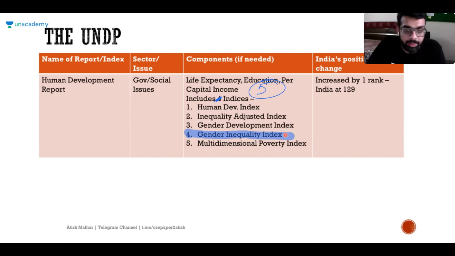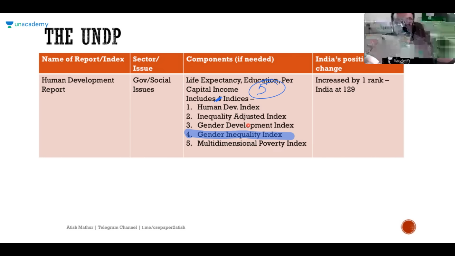All right. Okay. So you have looked at something called your inequality index as well.